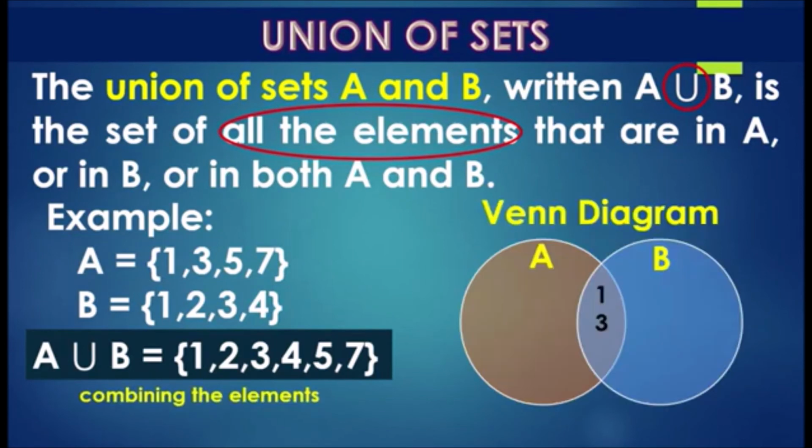If we show it through a Venn diagram, you have 1 and 3 as the common elements of sets A and B. Then for the remaining elements in A which are not in B, you have 5 and 7. And for the remaining elements in B which are not in A, we have 4 and 2.